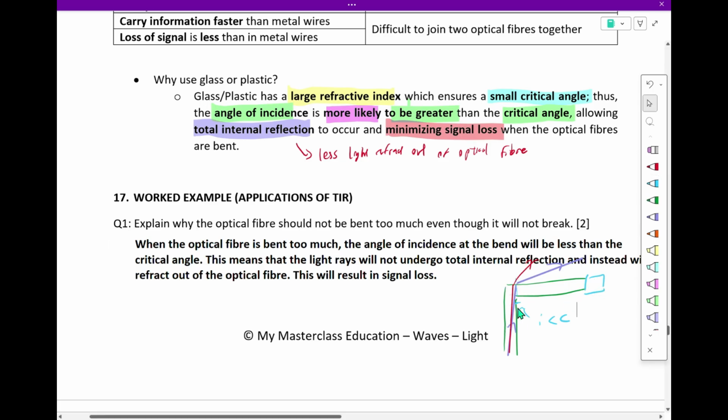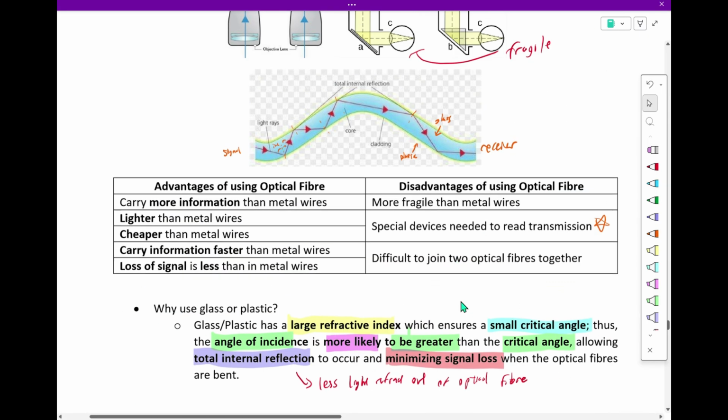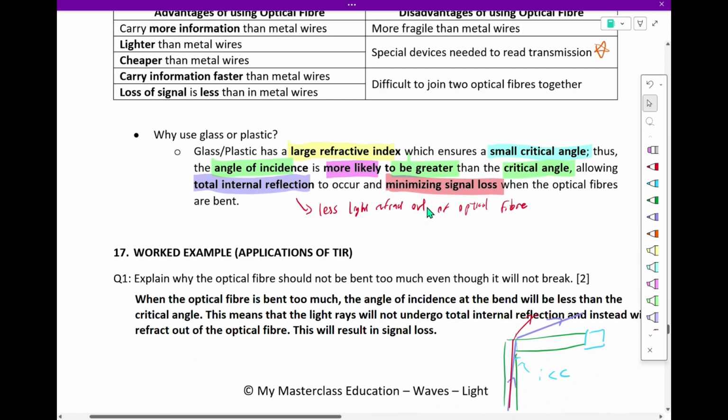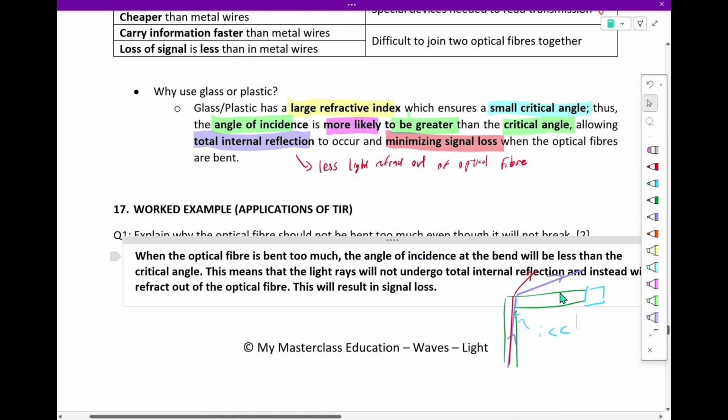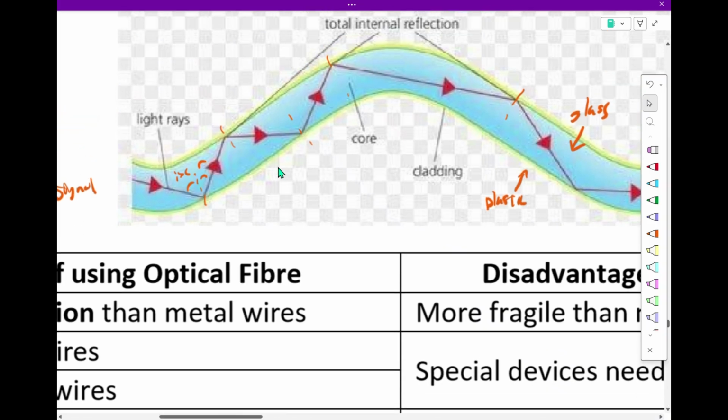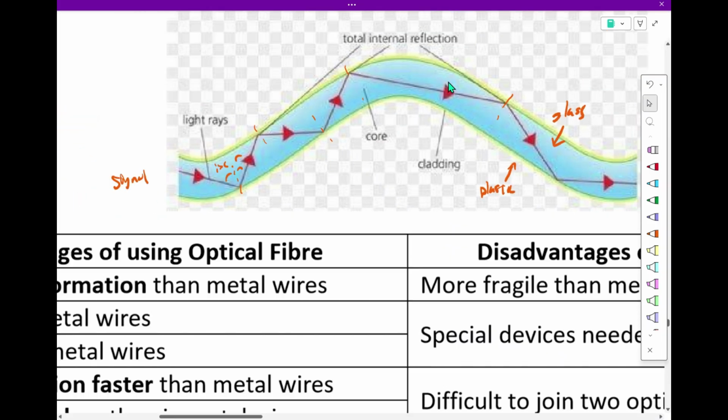So we cannot bend our optical fibers too much. We can only bend them slightly, a little bit. Okay, if you bend it way too much, there will be signal loss. Why? Because your light rays do not undergo TIR, because the angle of incidence is now less than the critical angle. Remember, for TIR to occur, your angle of incidence must be greater than your critical angle. So in these cases, the angle of incidence is all greater than c.